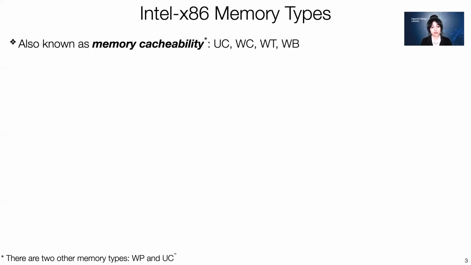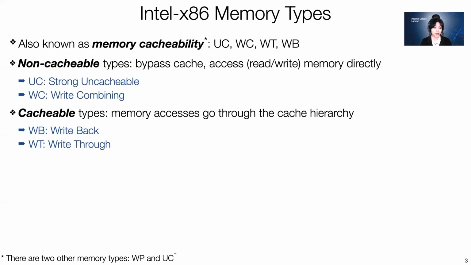Additionally, the Intel-x86 architecture allows one to declare the memory cacheability of a given page. Memory cacheability can be either non-cacheable or cacheable. The non-cacheable types bypass the cache hierarchy and directly access memory, and include the strong uncacheable type, or UC, and write combining type, or WC. By contrast, the cacheable types go through the cache hierarchy and include the write back type, or WB, and the write through type, or WT.